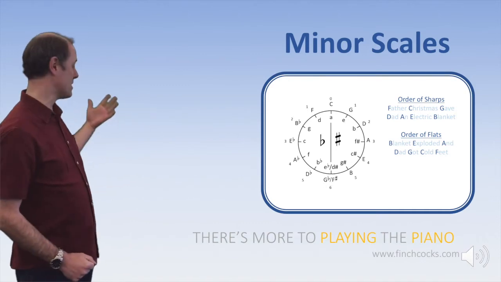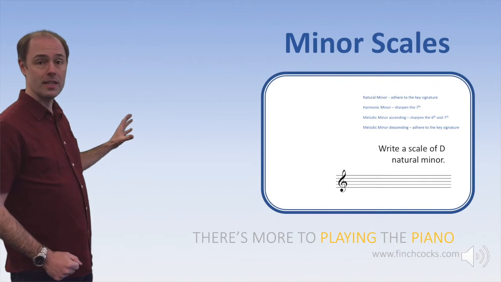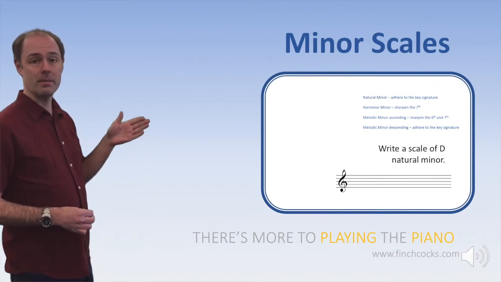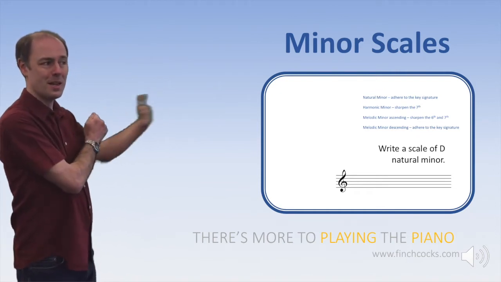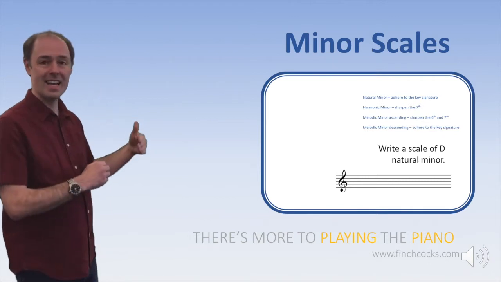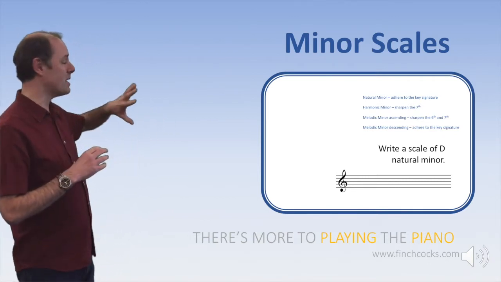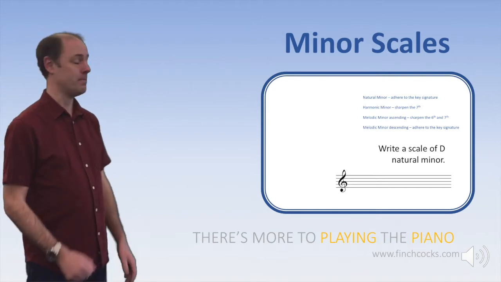And here's your first challenge. Find out the notes you need to write down or to play D natural minor. Not D natural, the note, and minor, but D in the natural form of the minor scale. Now the natural minor is the one that simply adheres to the key signature. There's no alterations.